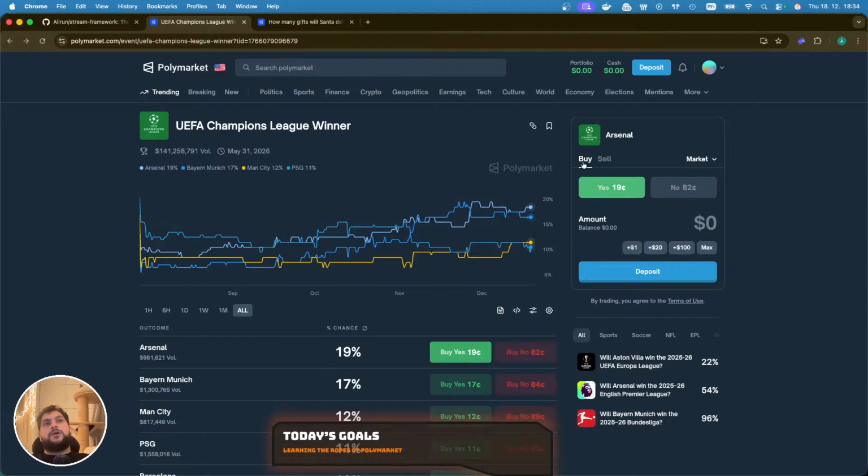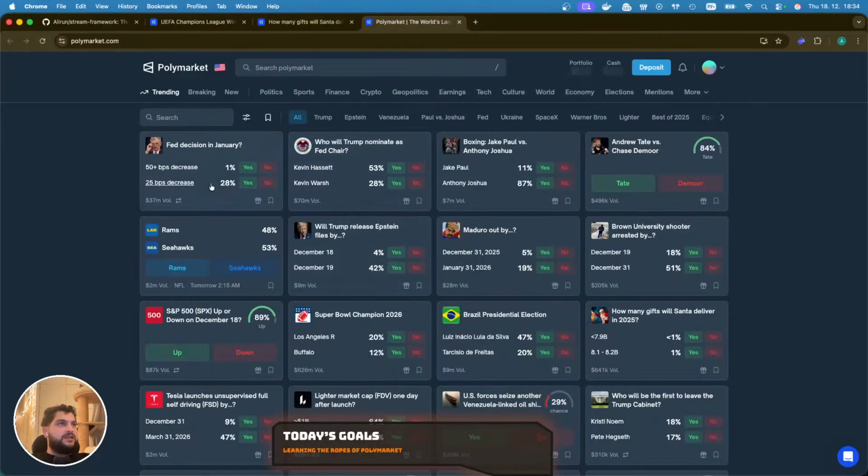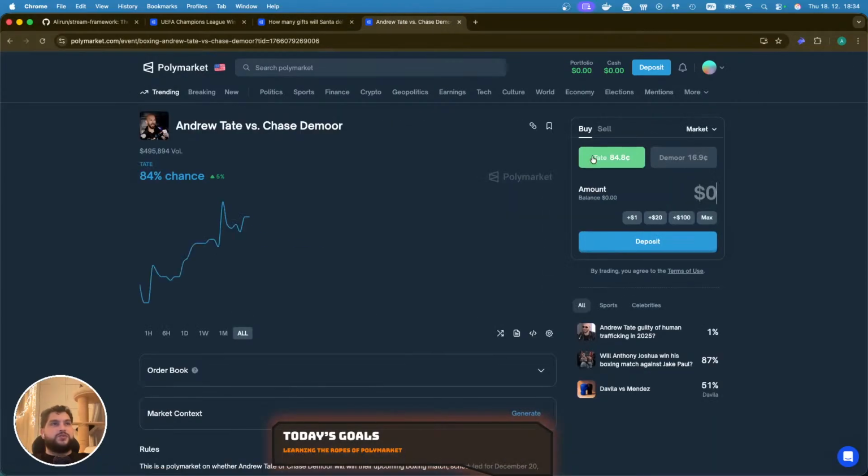So yeah, now we talked about buying and selling yes tokens and buying and selling no tokens. What you need to understand is that these are basically mutually exclusive, but not 100% mutually exclusive, because it depends on the market. So let's see if there is a market with only two outcomes like this one.